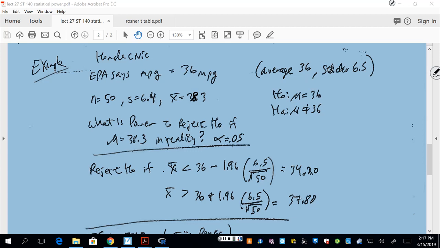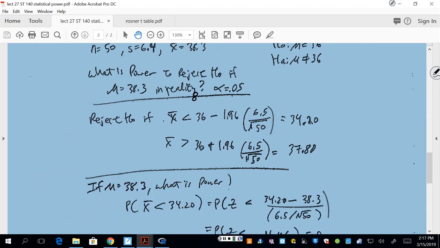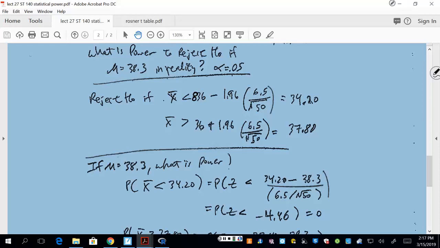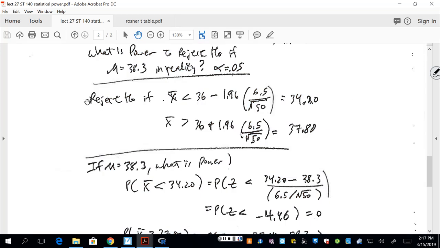Well, do we reject the null hypothesis? It turns out that we would. Let me see if I can get it to change color with the mouse. We could just look at when do we reject? Taking the 36 minus, we're pretending we know sigma in this case, we're using a normal. We would reject if we're less than 34 or greater than 37.